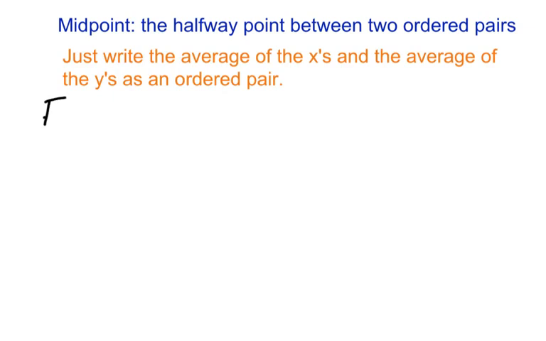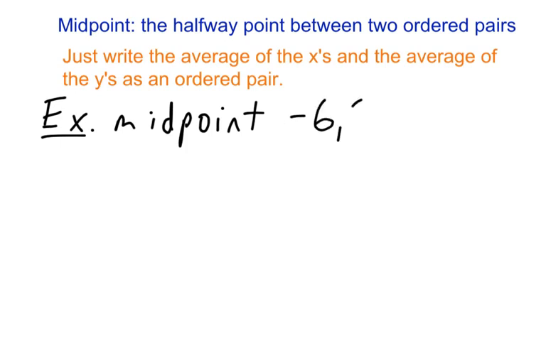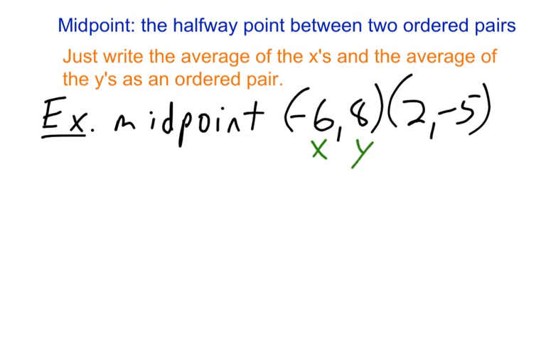So for example, let's say we wanted the midpoint of 2 ordered pairs, and let's say those ordered pairs are (-6, 8) and (2, -5). Well, I'm going to label these, so that's my x and my y, my x and my y. So I'm just finding the average of them. Well, what does average mean? It means you add them up and divide by how many numbers you have. Well, how many x's do you have?